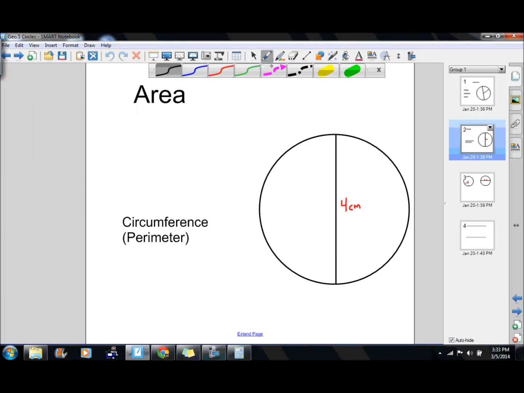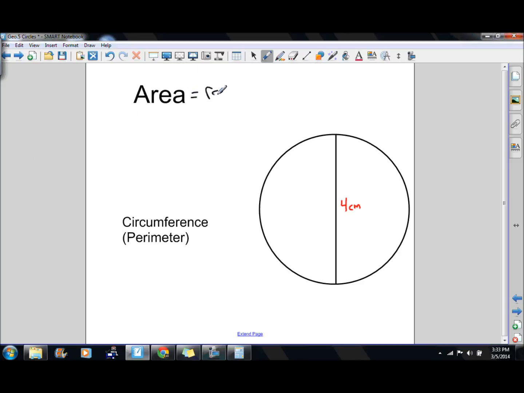The formula for area of a circle would be equal to the radius times the radius times the value of pi. So in this example, that would also mean that the radius squared times the value of pi would be equal to the area of a circle.